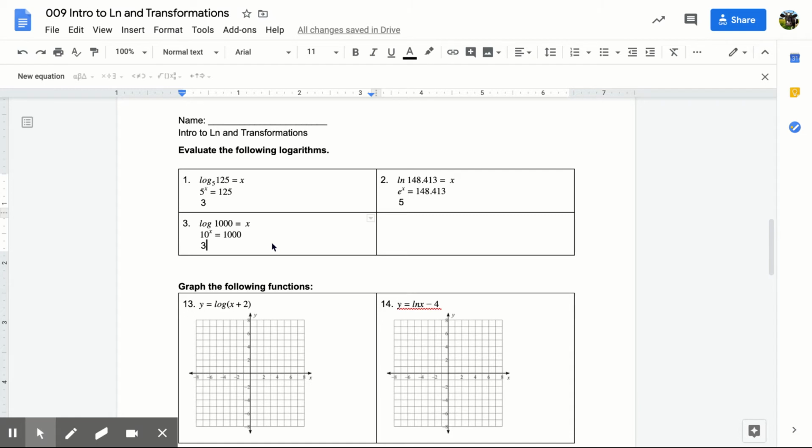So again, evaluating is just saying, what does this thing equal? You are welcome to type that in Desmos. If you have questions about that, I'm happy to help you. But these little examples just show you how to do that by hand.